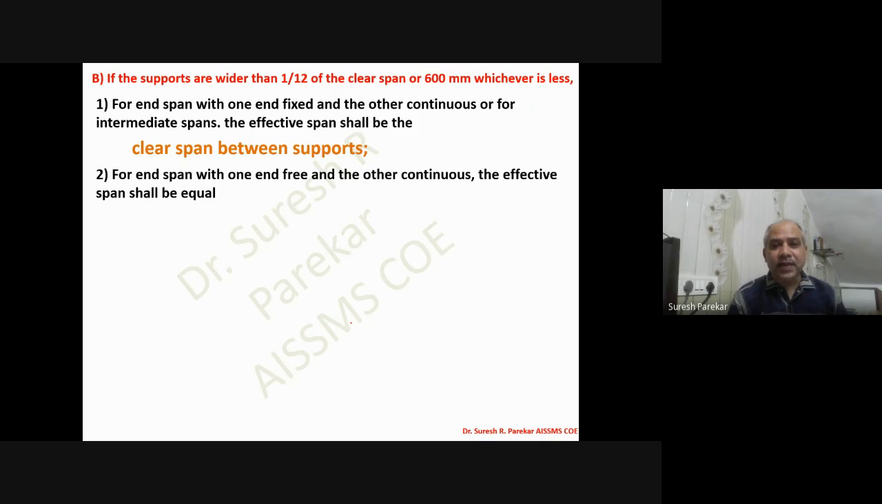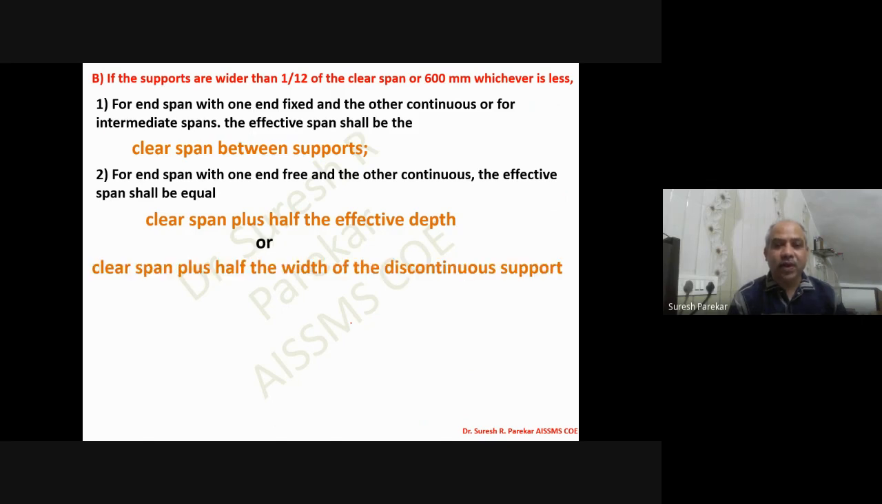Then for an end span with one end free and the other continuous, that means we can have this as a cantilever, one end continuous, other free. Then we have clear span plus half the effective depth, or clear span plus half the width of the discontinuous support, and we have to take the minimum of the two.